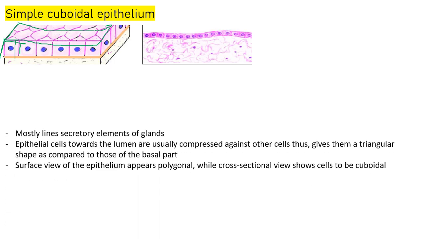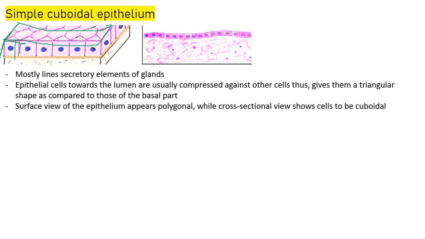That is when you view it under the microscope. We've already mentioned the characteristics of the nucleus and everything. It mostly lines secretory elements such as the glands, and the epithelial cells are usually towards the lumen. Since it's in a gland, they're usually towards the lumen.